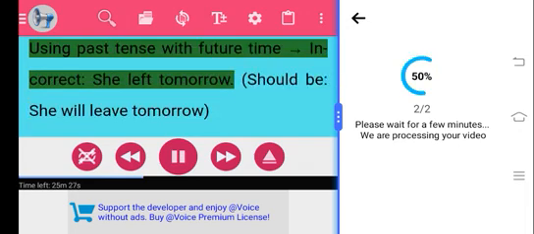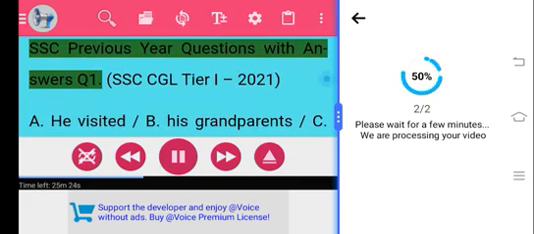Using past tense with future time is incorrect: She left tomorrow. Should be: She will leave tomorrow. SSC previous year questions with answers.